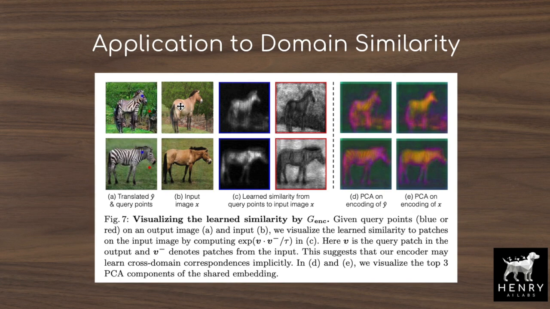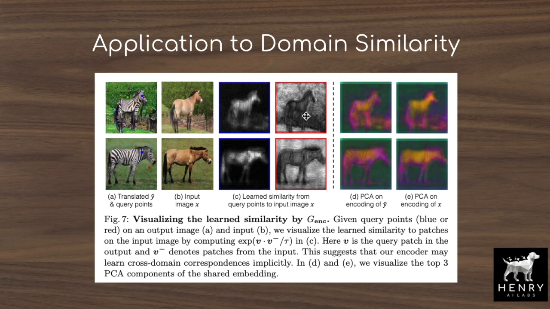So the way that they're showing how this could be used for domain similarity is by taking two query points, this blue point and this red point, and using it to compare these patches as the positive keys with dissimilar keys, and showing what that dot product of the exponential between V and V plus over V minus, or over the sum of all the V and the negative keys, looks like for each of these query points. So you see the blue key, this is what this blue query looks like with the rest of the image, and then this is what the red query, the background, looks like with the rest of the image.